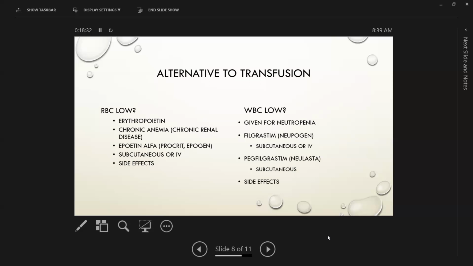If their kidneys aren't working, can they make this hormone? So this erythropoietin hormone is made in their kidneys. If their kidneys aren't working, they're not going to make the hormone, and that's not going to make the red blood cells. The other name for it is epoetin alfa. It can be given subcutaneous or IV. Common side effects include bone pain, muscle pain, headache, paresthesia, diarrhea, and it can cause problems in clients that already have hypertension.